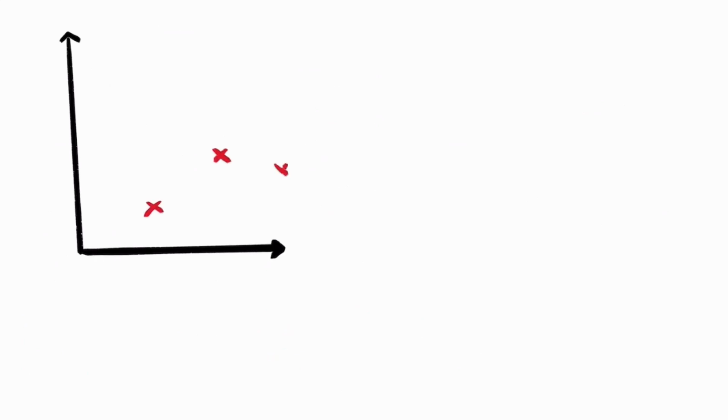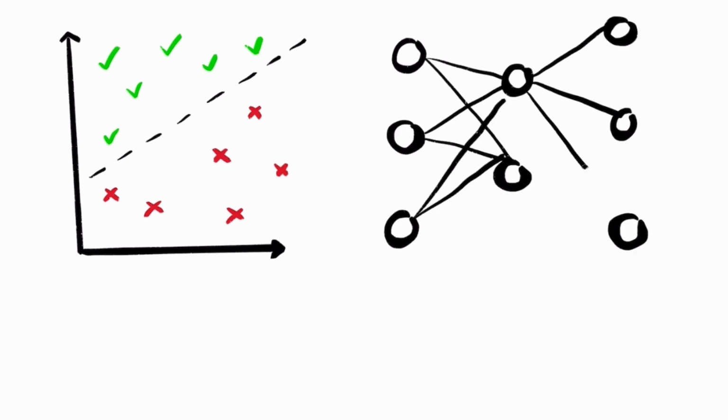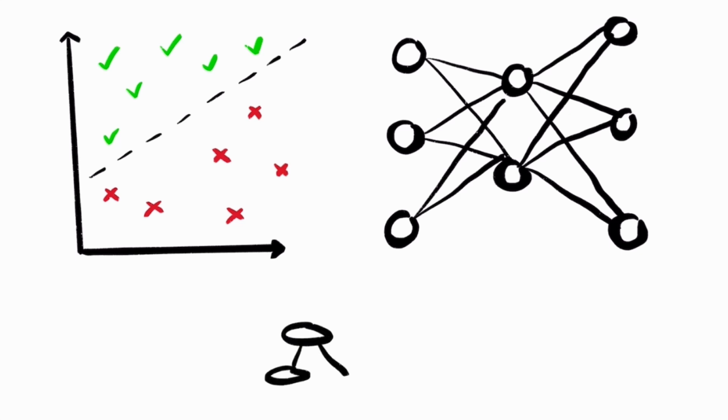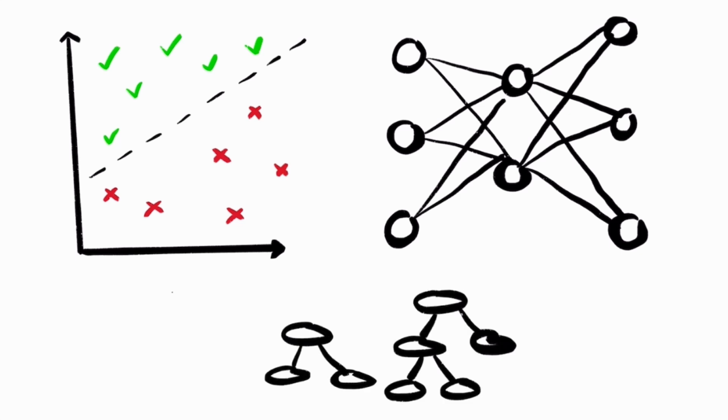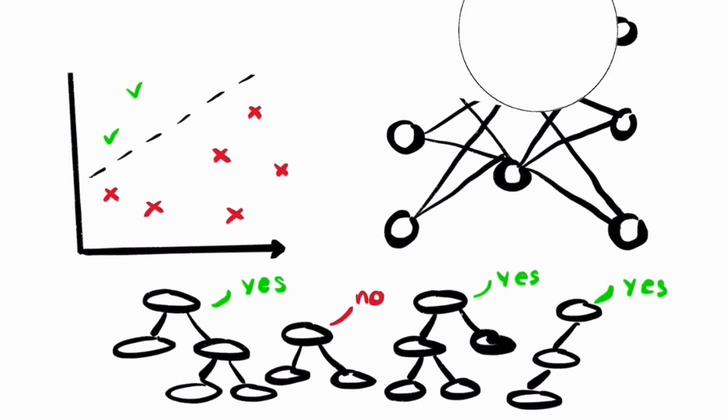Sometimes we treat all of the negative and positive examples as points and try and draw a line through them. Sometimes we train networks of artificial neurons to recognize the negative and positive examples. Sometimes we make 100 flowcharts and let them all vote on what the negative and positive examples should be. But it's all the same process.